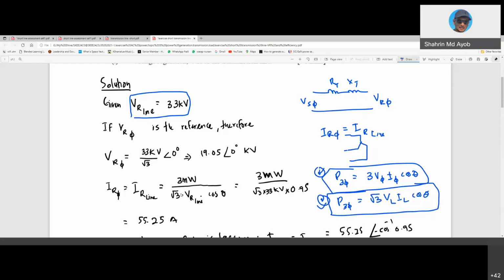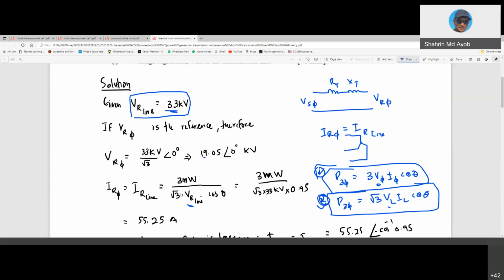But please remember, if you are using the first one, the V used must be V phase. And if you are using the second one, the V used must be V line. For this example, I'm using the second one, so I use the V_R line, which is the 33 kilovolts. So you will obtain 55.25 ampere.